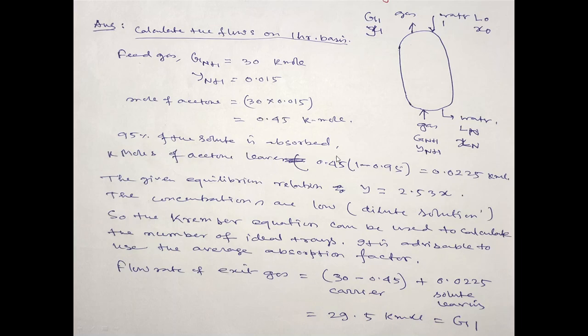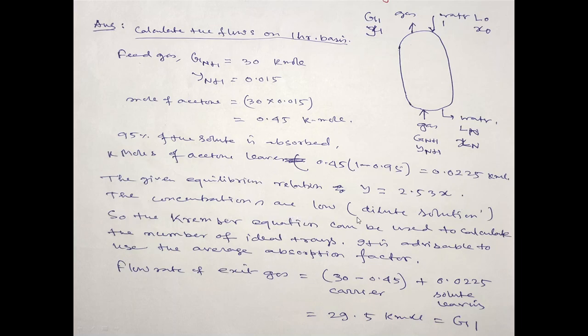95% of the solute is absorbed. So then kilomoles are leaving. What is leaving? So 0.45 entering. Then because of 1 hour basis, 1 minus 0.95. The equilibrium relation is y = mx, that is in terms of mole fraction. But when you calculate in terms of mole ratio, then again you have to convert this equilibrium relation into capital Y, capital X. Okay, that you need to do.